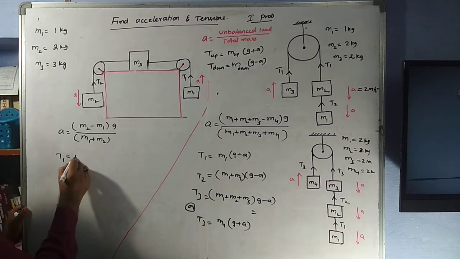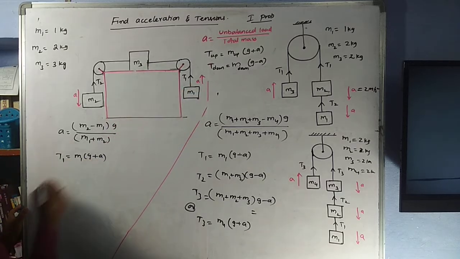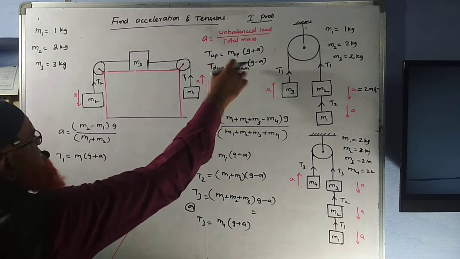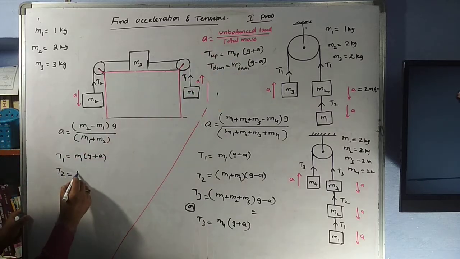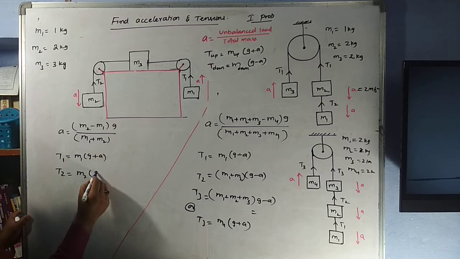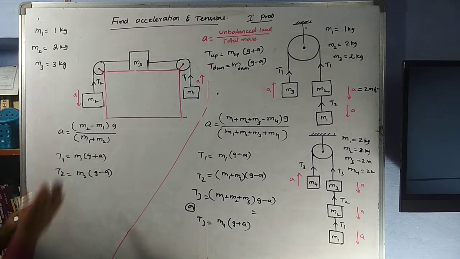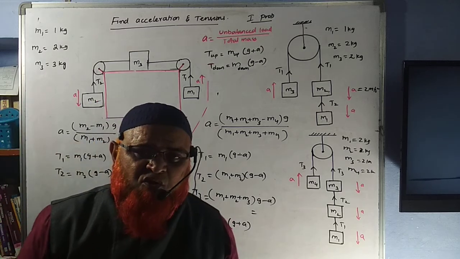So T1 is m1 into g plus a. This is moving downwards. The one which is moving down is m2, so T2 is equal to m2 into g minus a. You just substitute the values and get the answer. Is it not a simple technique to find out the problems?